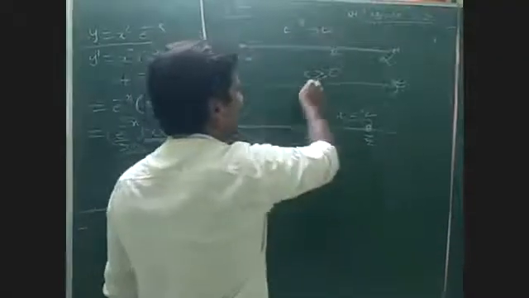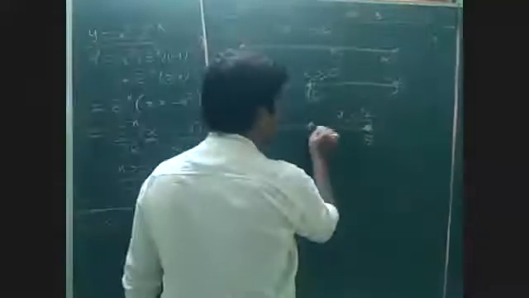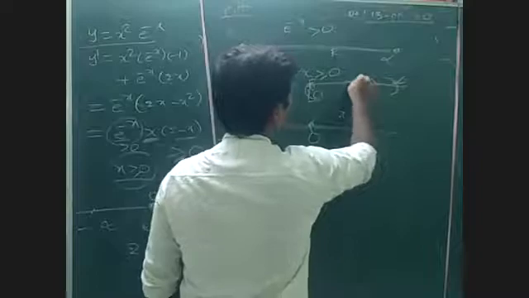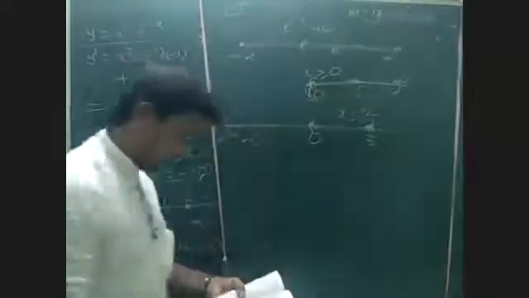And here, only positive values, 0 up to infinity. This one, 2 to minus infinity. This is the common region: 0 to 2. So 0 to 2 is the common region.